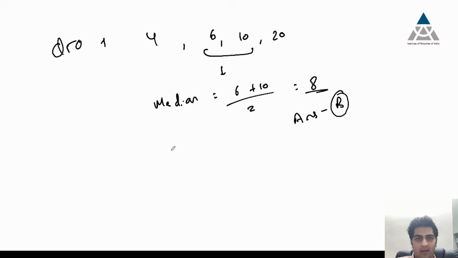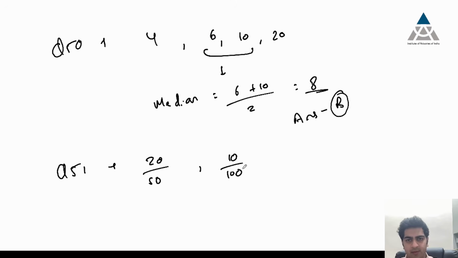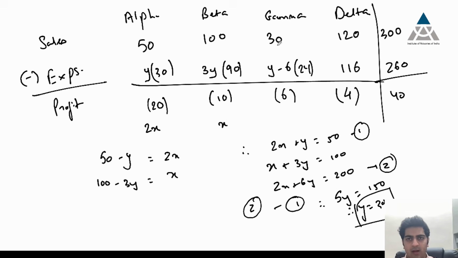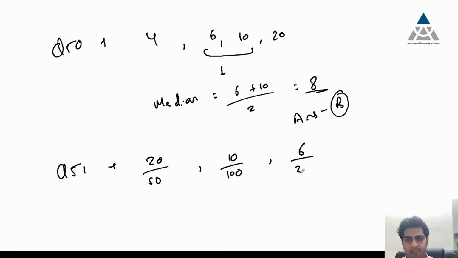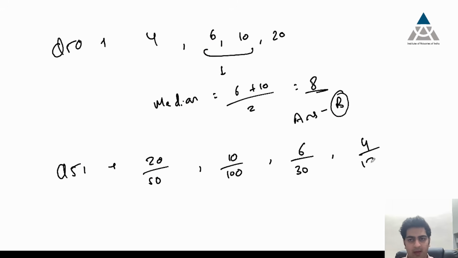Let's write the sales and profit figures. So 51. Alpha is 20 crores over 50 crores. Beta is 10 over 100. Gamma is 6 over 30. And finally, delta is 4 over 120. By far it has the worst profit margin, you can see.